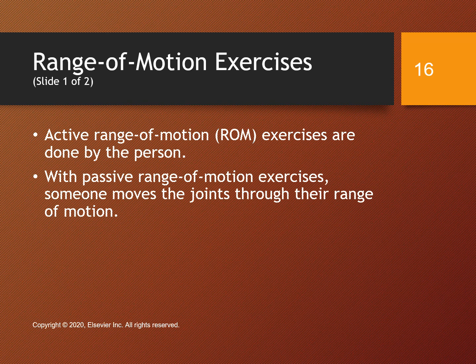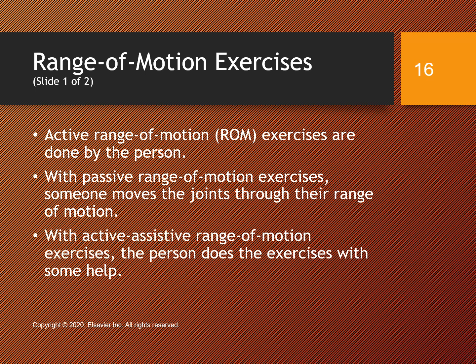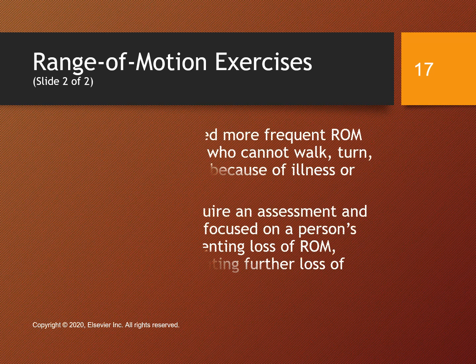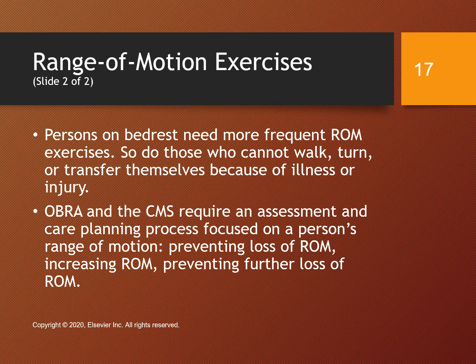With passive range of motion exercises, someone moves the joints through their range of motion. With active assistive range of motion exercises, the person does the exercises with some help. Persons on bed rest need more frequent range of motion exercises. So do those who cannot walk, turn, or transfer themselves because of illness or injury.